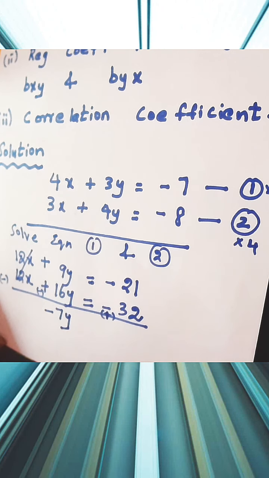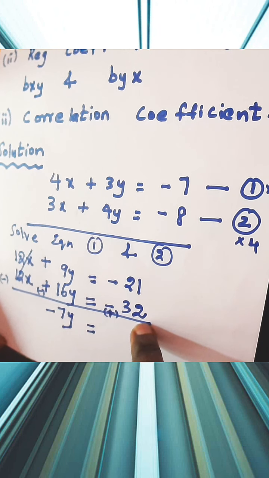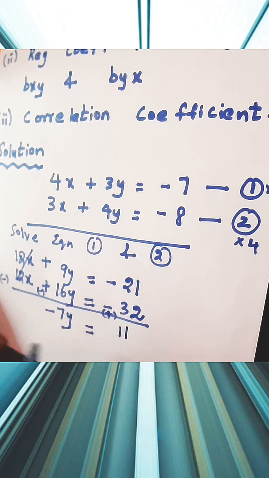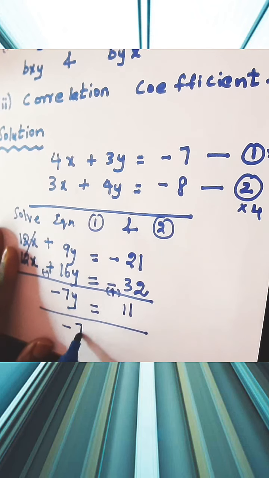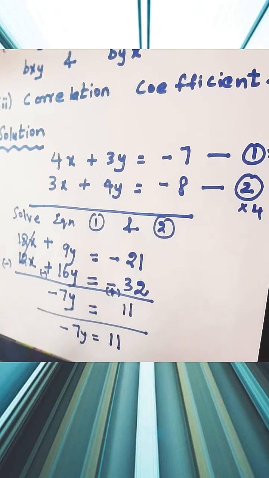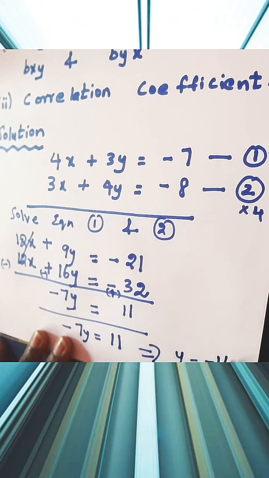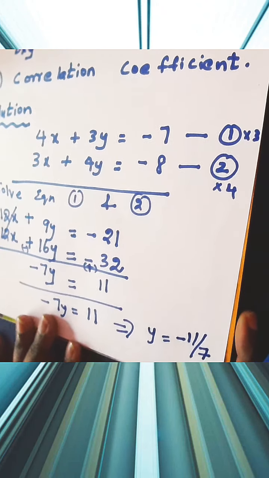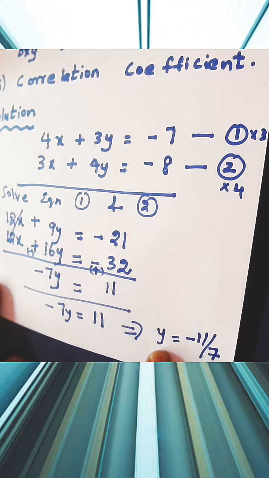You can use the calculator along with me. -21 plus 32 will give you positive 11. We have -7y = 11. 7 into y is in multiplication, so I can bring it to the other side, which is y = -11/7. This is the arithmetic mean of the y variable, y bar.